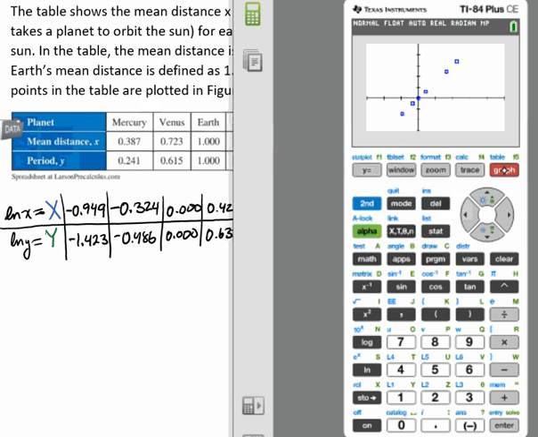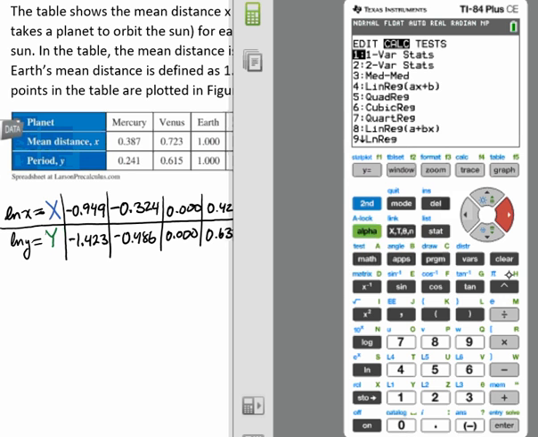So notice that we've converted all of those other points into a more linear pattern here by converting them using that natural log. So now we can calculate the linear regression and get our equation. So we're going to Stat, Calculate. We're going to choose option number 4, which is our linear regression.